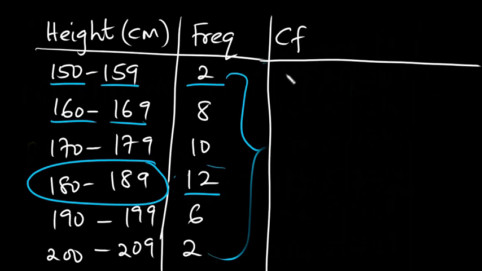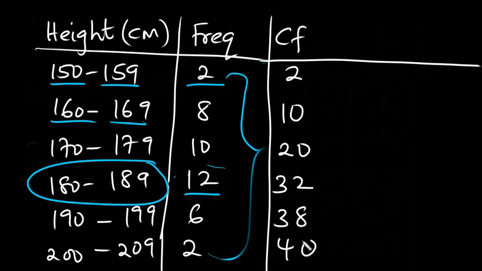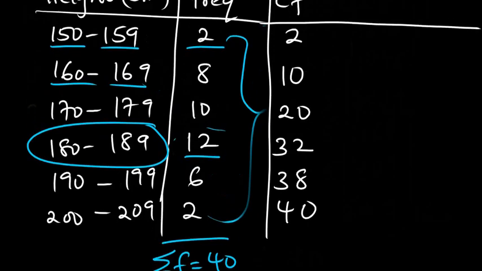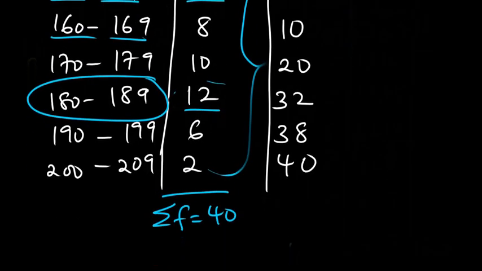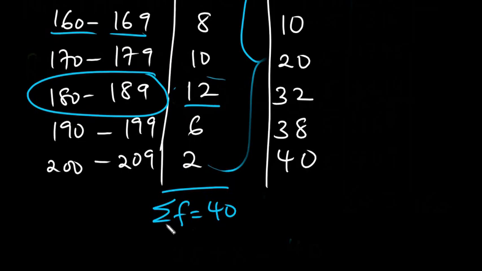So for the first class, we're going to have 2. Then for the next class, we're going to have 2 plus 8, which is 10. And then for the other one, we're going to have 10 plus 10, it's going to be 20. 20 plus 12 is going to be 32. 32 plus 6 is going to be 38. And finally, 38 plus 2 is going to be 40. Okay, that is what we mean by the cumulative frequency. And you should note that the summation of the frequency should be equal to the cumulative frequency of the last class. So you see 40 and 40.